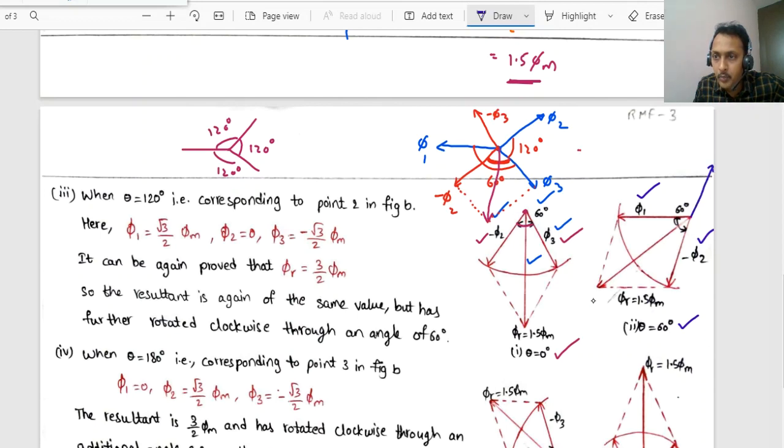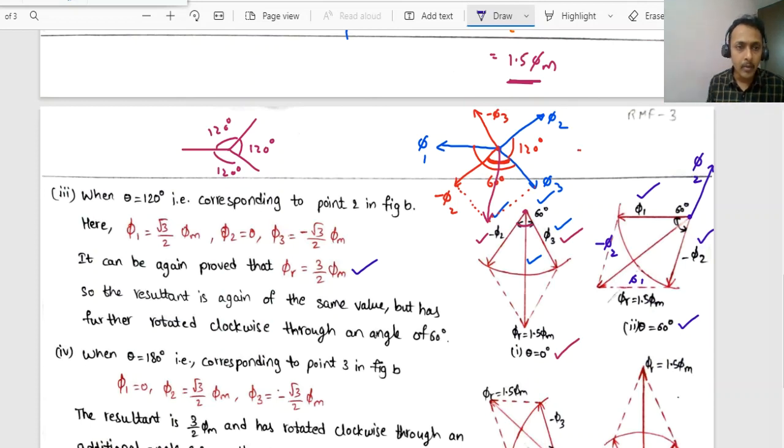This is phi 2. Its opposite will be minus phi 2 with reference to this point. So this angle will be 60 degrees. Now the resultant value, how will we get the resultant? Extend this dotted line, which is parallel to minus phi 2. So this is minus phi 2 and this value is phi 1. Now apply the same law again. So we will get the resultant value as 3 by 2 times phi m.